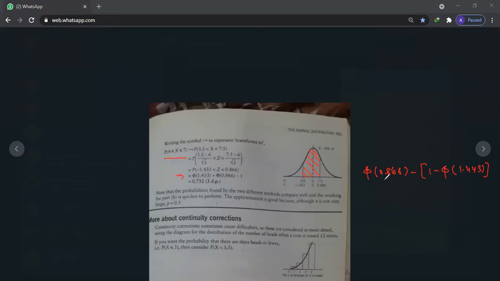Again, we will use the table to find phi of 0.866 and phi of 1.443, and we will put the values from the table into this equation, and we will get the probability 0.732. Now when we calculated the probability using the binomial distribution, the probability was 0.733, and with the normal distribution the probability is 0.732. Is there a significant difference between the two answers, part number 1 and part number 2?